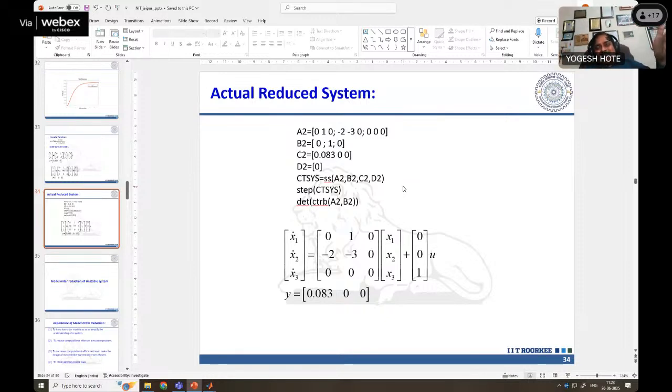Dr. Nitish, is it correct? What I say? Yeah, sir, correct, sir.